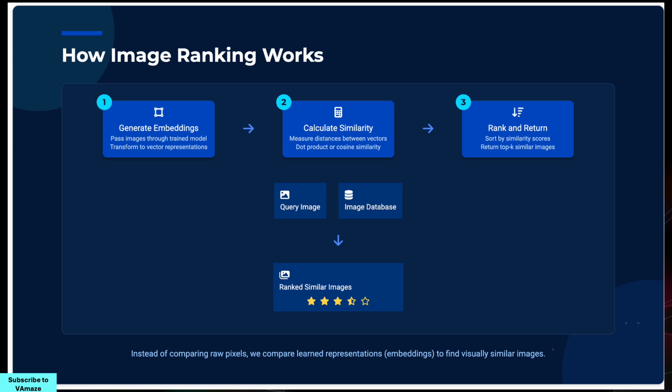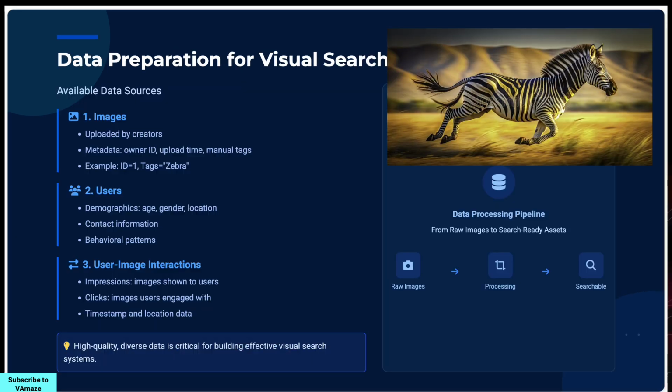Data preparation. Now let's talk about data. What data do we need to build the system? We have three main data sources. First, we have the images themselves, uploaded by creators to our platform. Each image comes with metadata, things like owner ID, upload time, and manual tags like zebra or pasta or family party. Second, we have user data, demographics like age, gender, location, and contact information. This helps us understand our user base and potentially personalize results.